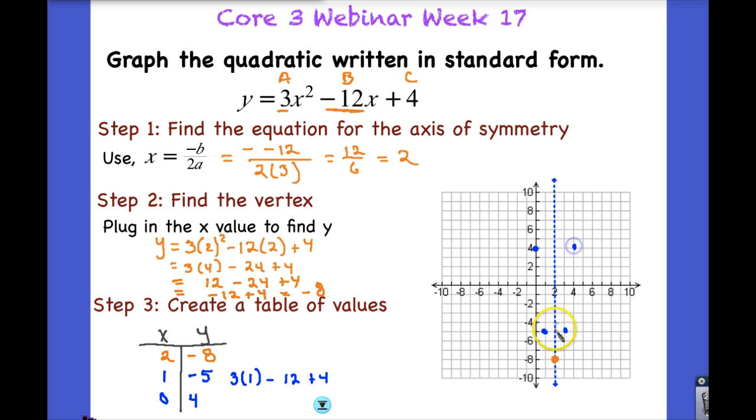So it looks like that. And then you can just connect the dots. And it's kind of curvy, comes up like that, curves, very hard to draw. Anyway, and there's your quadratic. So we graphed a quadratic in 3 steps. Step 1, find the line of symmetry. Step 2, plug that x in to get your vertex. And step 3, create a table of values.